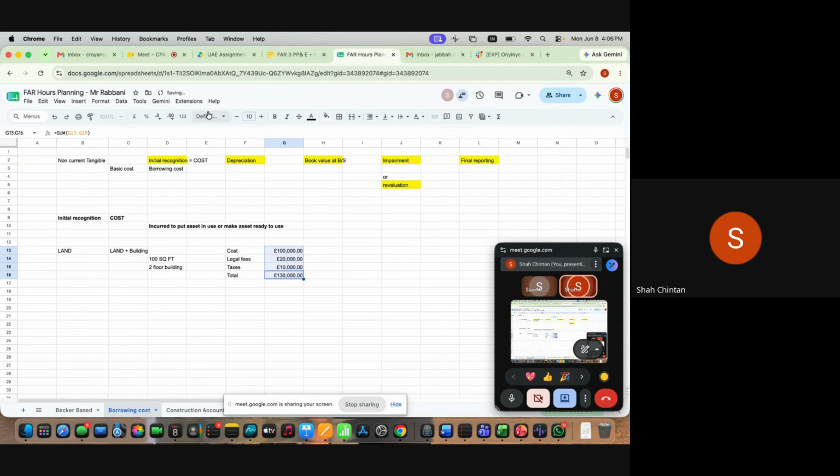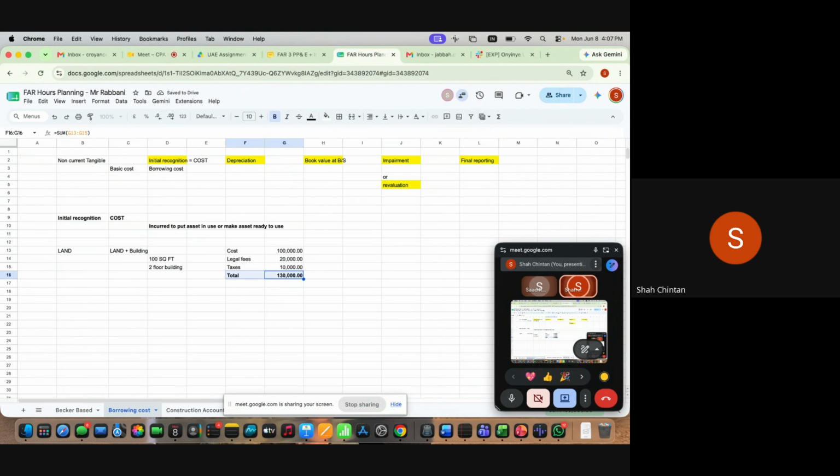Now the question is, what amount should you capitalize as land and building? Now, why is the split important? As I said, land is a non-depreciable asset, so you will not depreciate. But building is a depreciable asset and you will depreciate. So you need to split 1,30,000 into land and building in the fair value ratio.